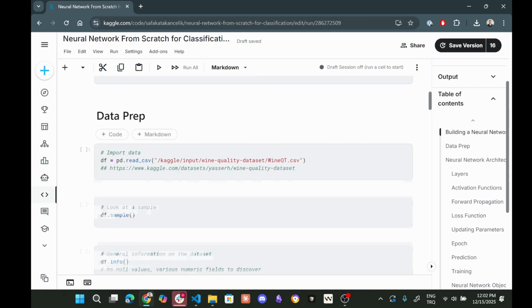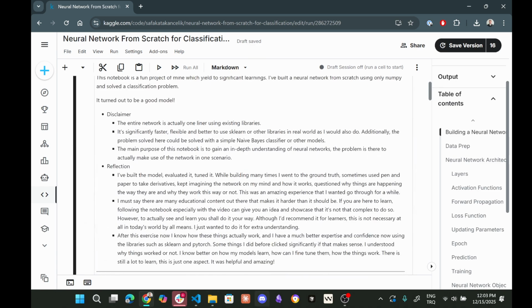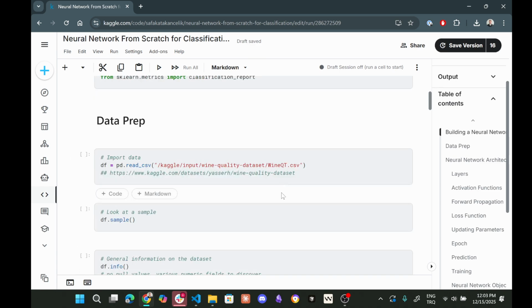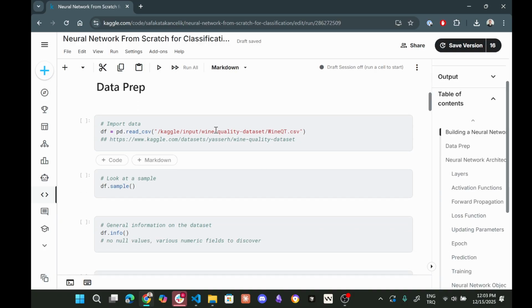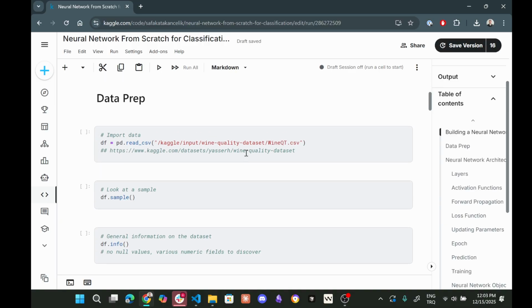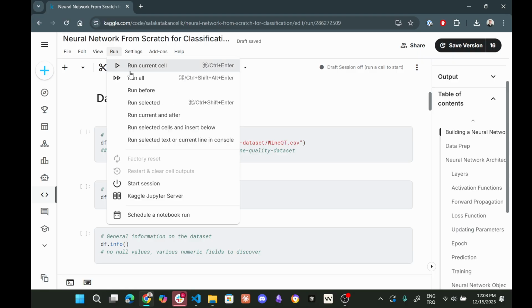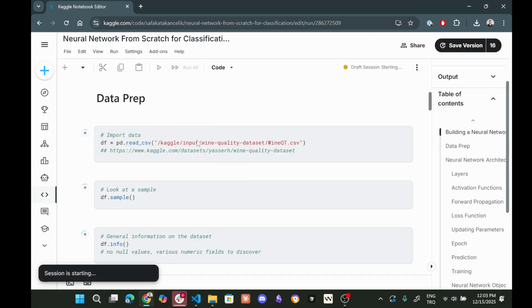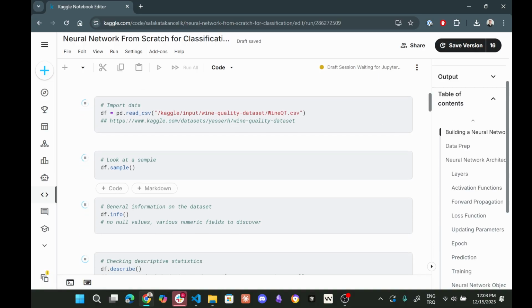So first, let me get this mouse out of the way. First I get my data. It is this wine quality data set, and the Kaggle link can be found here. Let me actually run this entire notebook so we see the results as well. That will be done very quickly.